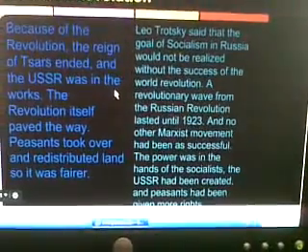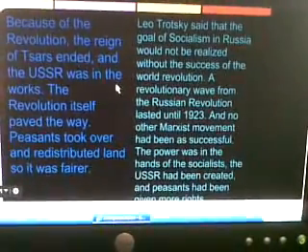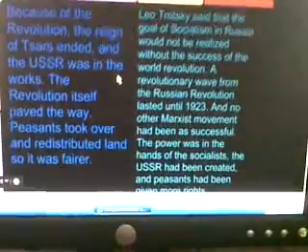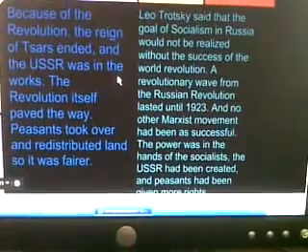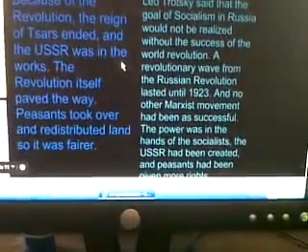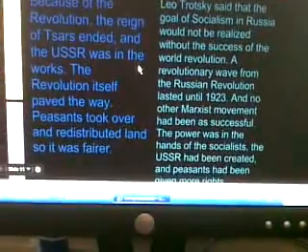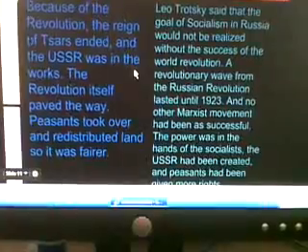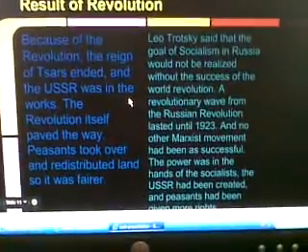Leon Trotsky said that the goal of socialism in Russia would not be realized without the success of the World Revolution. A revolutionary wave from the Russian Revolution lasted until 1923, and no other Marxist movement had been as successful. The power was in the hands of socialists, and the USSR had been created, and peasants had been given more rights. The end.